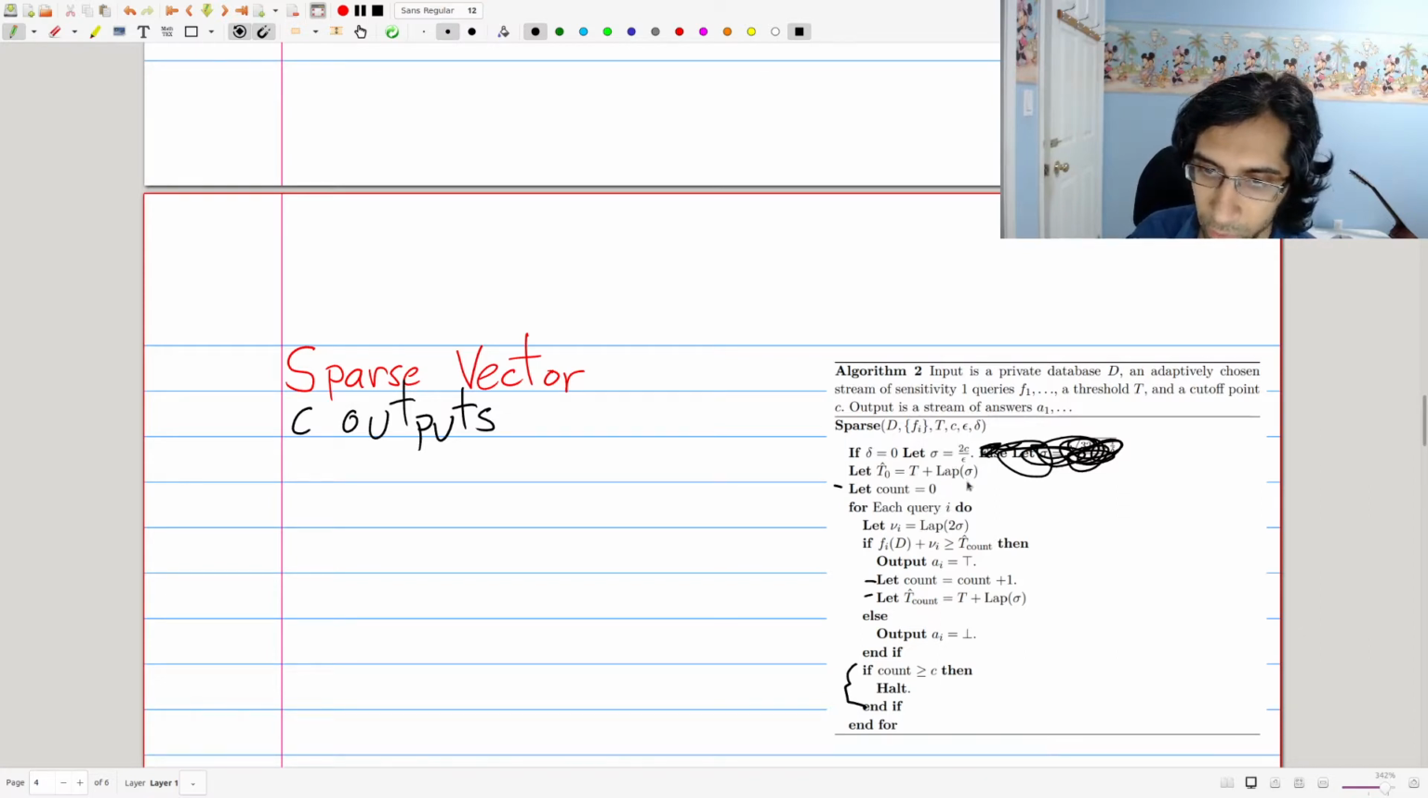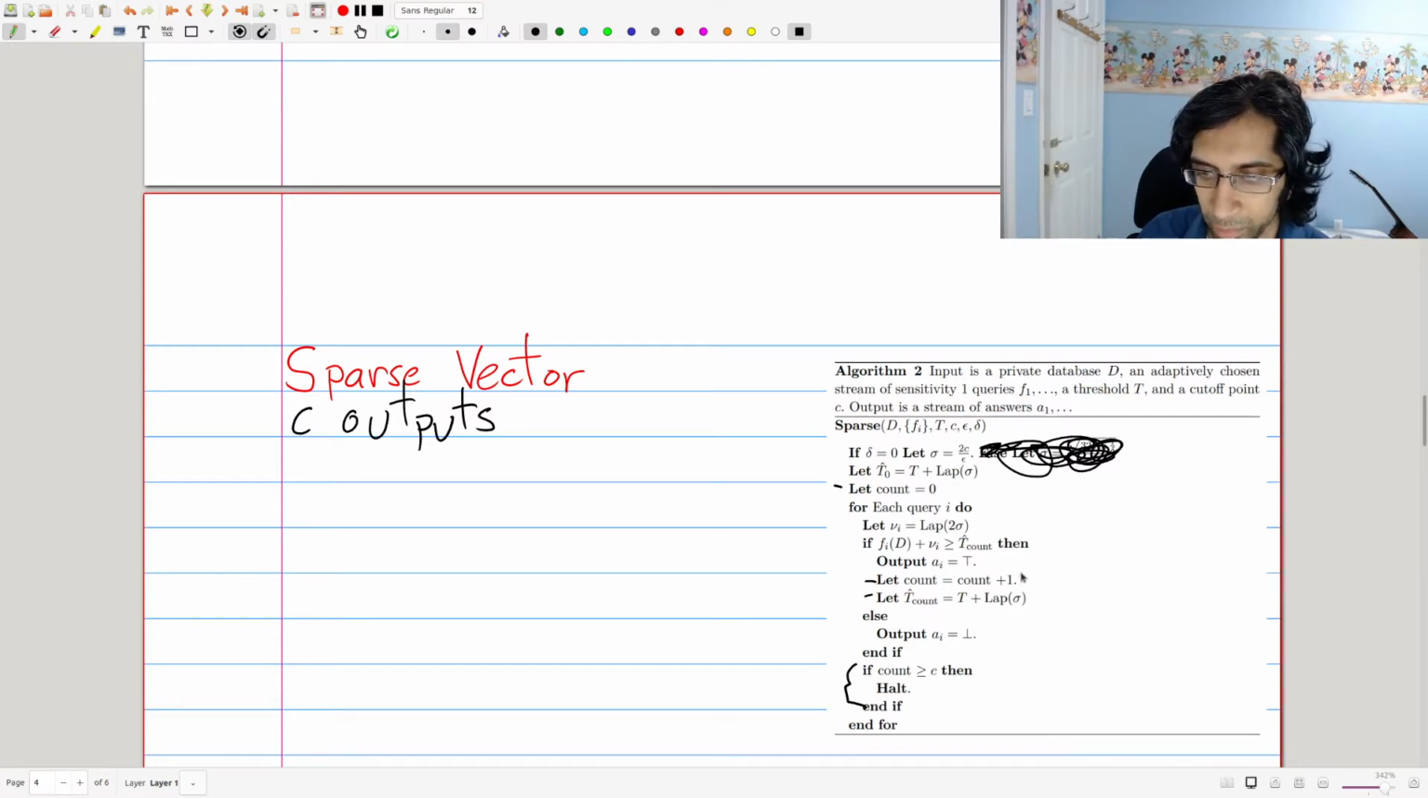So what we do is we start by noising the threshold, and then for each query we noise the query as well, and we see whether the noised query is greater than or less than the noised threshold. So let's look at the latter case first. If it's below the threshold, then as before, we just output bot and continue onwards. However, if it's above the threshold, then we have to do something different. Remember, before, if we saw something above the threshold, all we did was output top, and then we halted. However, here we're going to output top, but then we don't halt yet. We essentially restart the algorithm as if we were doing above threshold.